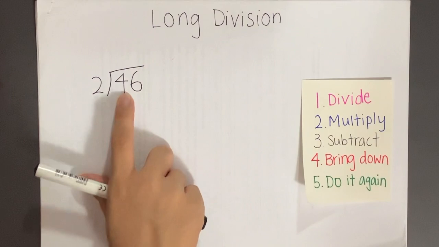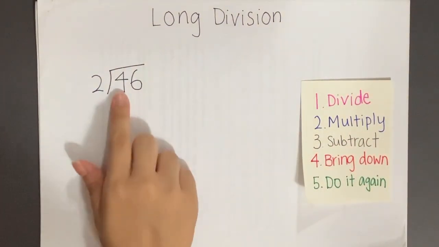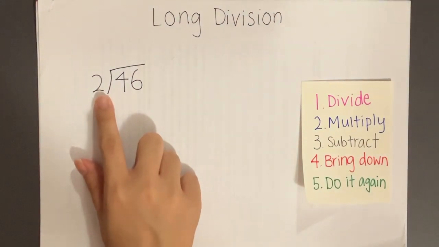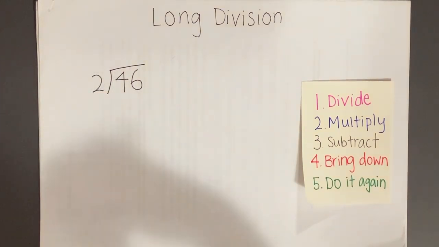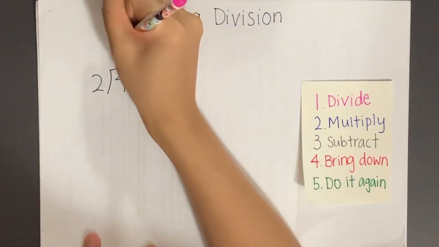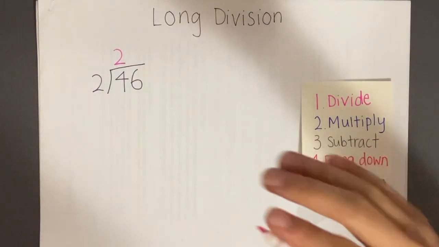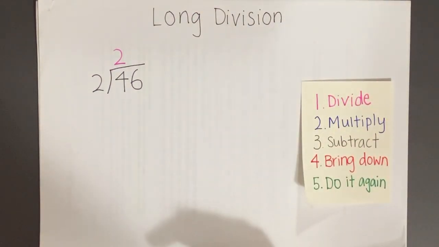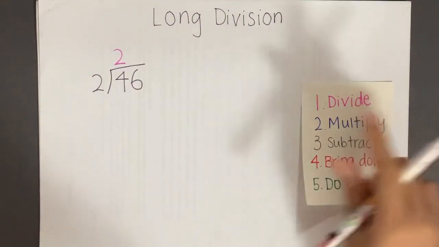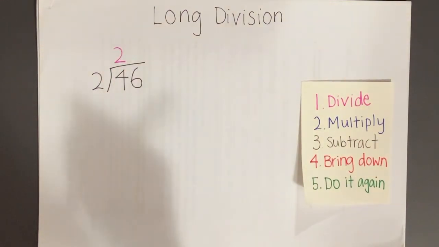So the first step is to divide. So we will take 4 divided by 2. What is 4 divided by 2? 4 divided by 2 is 2. So we write our 2 at the top. Remember, when we do long division, we always go from the first step to the 5th step. We always start from the top and then we go down. So now we're at the first step, so we put the 2 at the top.